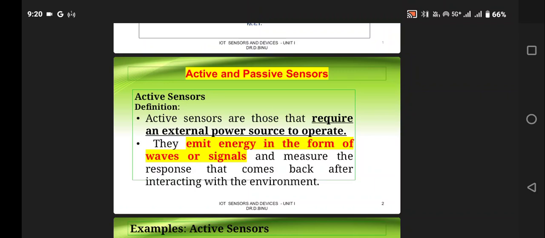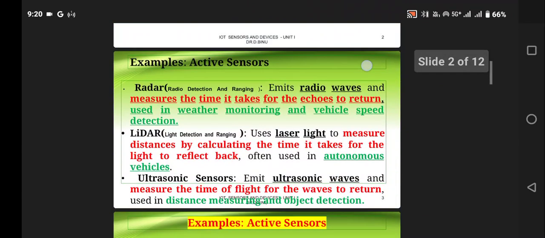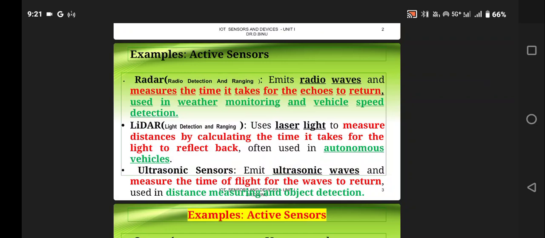They emit energy in the form of waves or signals, and they are used to measure the response that comes back after interacting with the environment. Some examples of active sensors are radar, that is radio detection and ranging, which emits radio waves and measures the time it takes for the echoes to return, used in weather monitoring and weight detection.